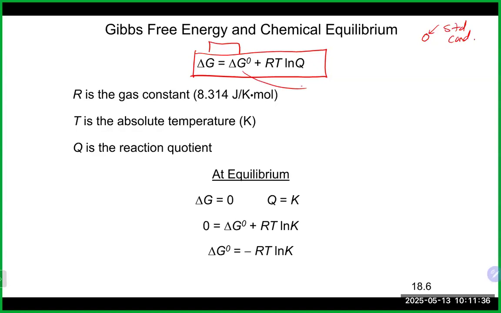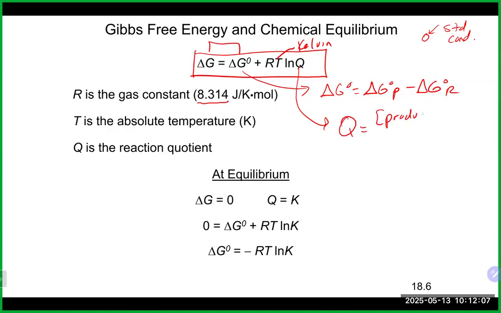So this delta G naught is, for the most part, the delta G of the products minus the delta G of the reactants that you could get from the table if it's not provided for you. The R here is a gas constant, but it is the 8.314 version of it, the one that has energy. So you want to make sure you don't use the one for gases. And T here is temperature in Kelvin. And Q is our reaction quotient. That is calculated the same way that we calculate K. It is products divided by reactants.